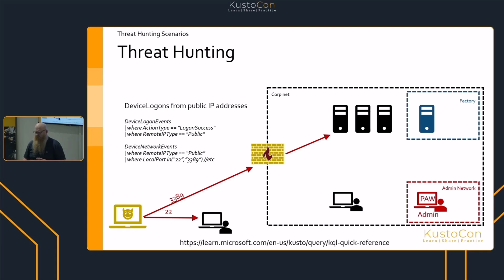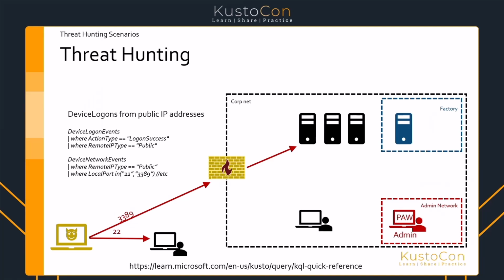If you have data that doesn't have the information if the remote type is public, you can calculate it based on the IP address itself, if it starts with 10 or 192.168, for example. But you can also use a built-in function to calculate if it's in a private range. And then if it's not in private, it's probably public. So we look at the logon success.